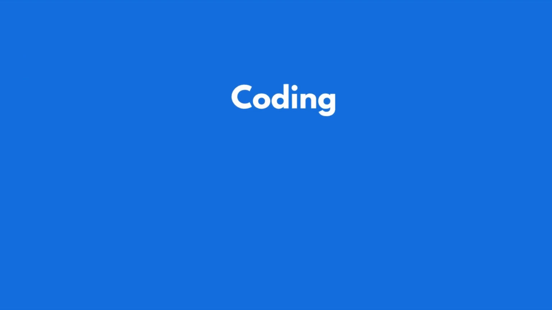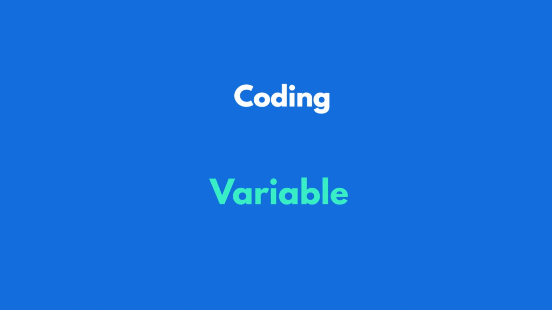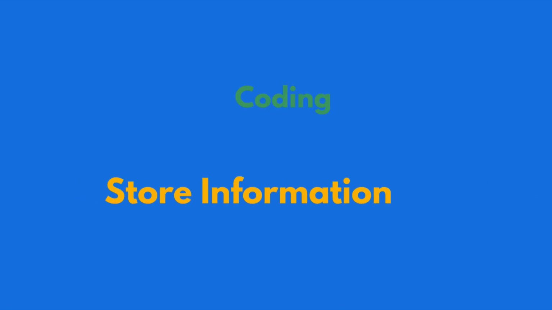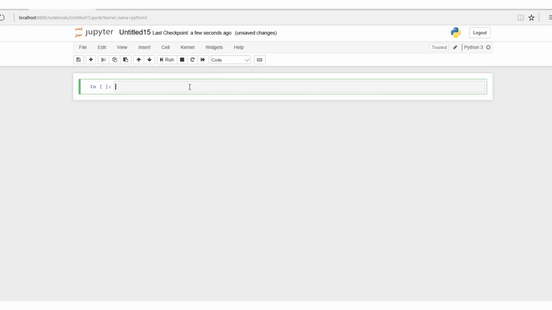In this lesson, we will start coding. One of the main concepts in programming is variables, and we will deal with them all the time, primarily to store information. Let's say we have a variable x and want to assign it a value of 2. We can do that by typing x equals 2.